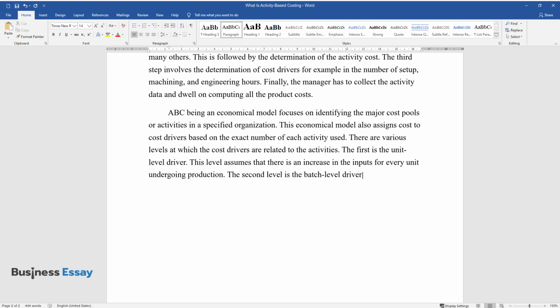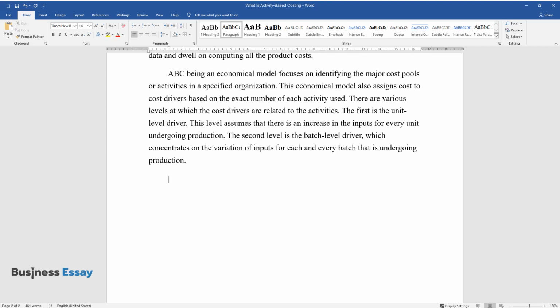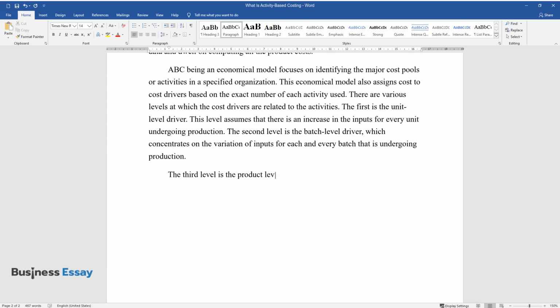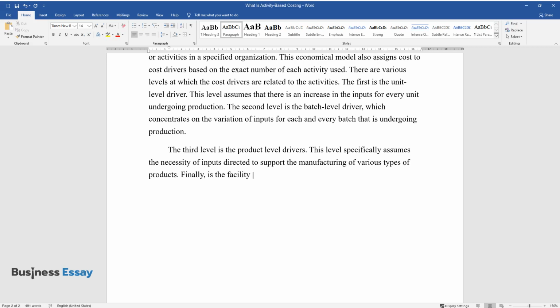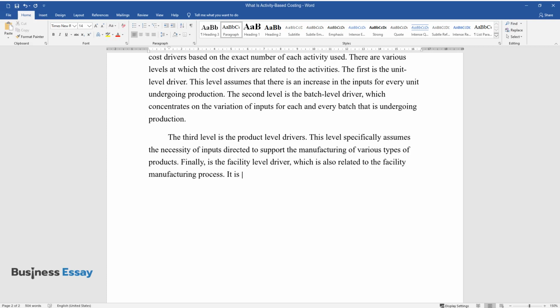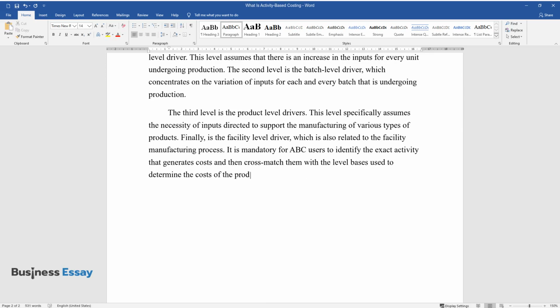The second level is the batch level driver, which concentrates on the variation of inputs for each and every batch that is undergoing production. The third level is the product level drivers. This level specifically assumes the necessity of inputs directed to support the manufacturing of various types of products. Finally, is the facility-level driver, which is also related to the facility manufacturing process. It is mandatory for ABC users to identify the exact activity that generates costs and then cross-match them with the level bases used to determine the costs of the products.